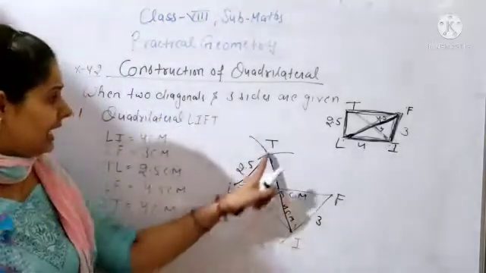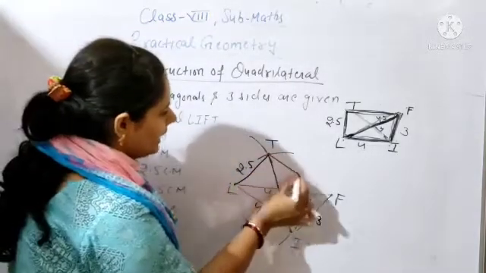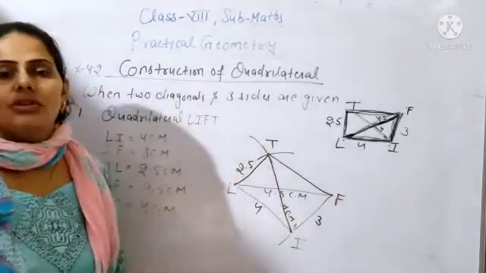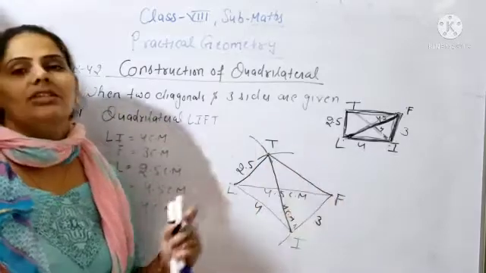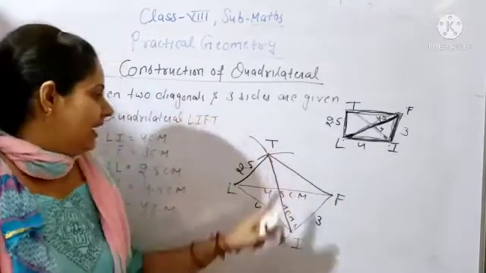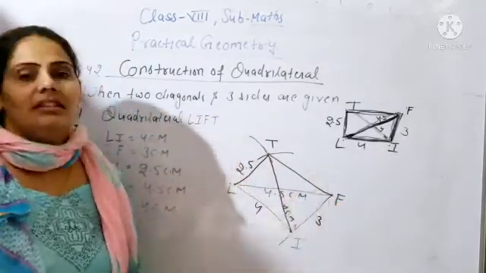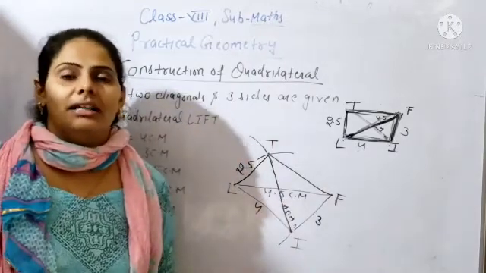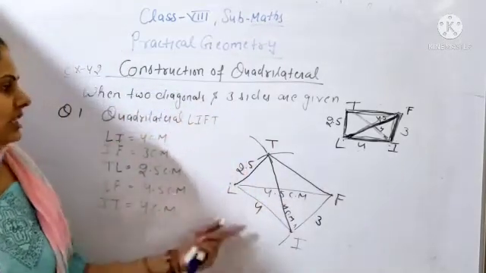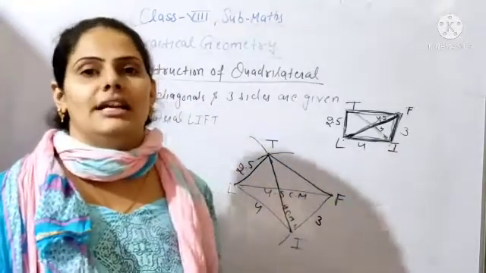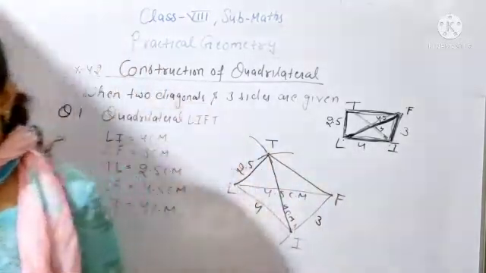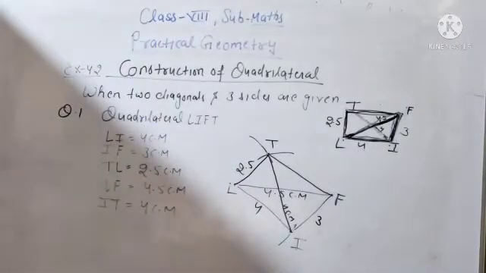Clear? Now simply join the line T and F. Clear? You have to join the line TF. So simple. Now you can see LIFT is your required quadrilateral, where LF and TI, or IT, you can see these two are the diagonals of the quadrilateral. So this is your required quadrilateral when 2 diagonals and 3 sides are given. Clear, beta? Clear, all of you?